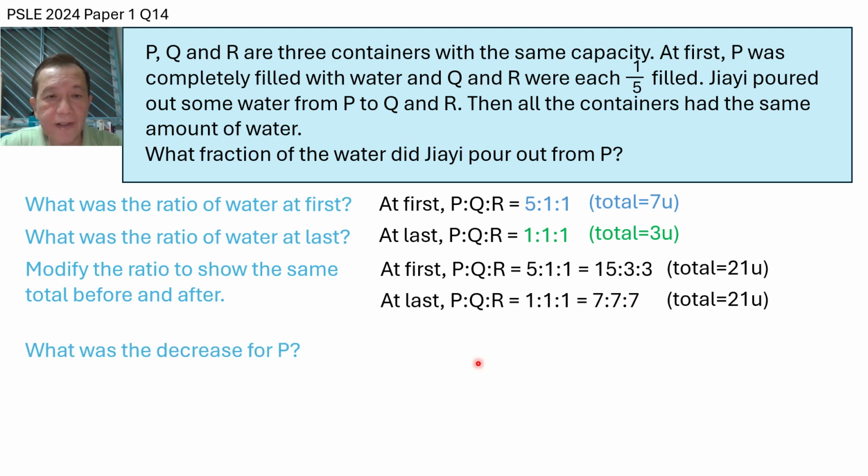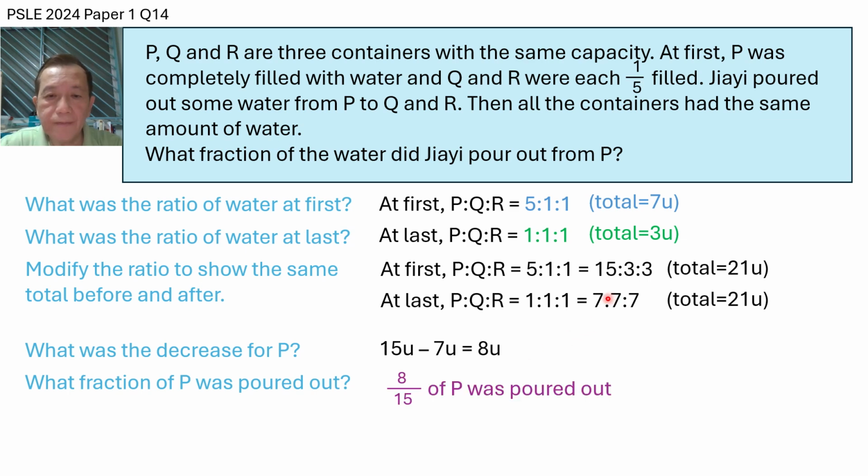What was the decrease for P? 15U minus 7U. 8U. What fraction of P was poured out? 8 out of 15.